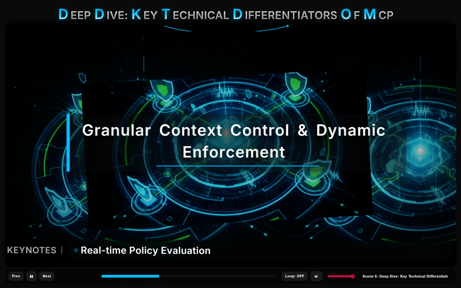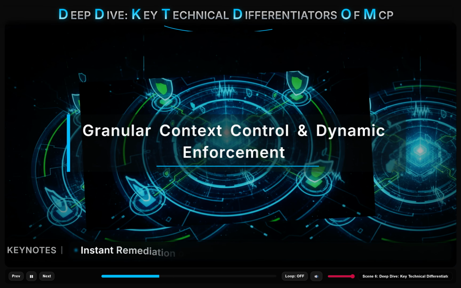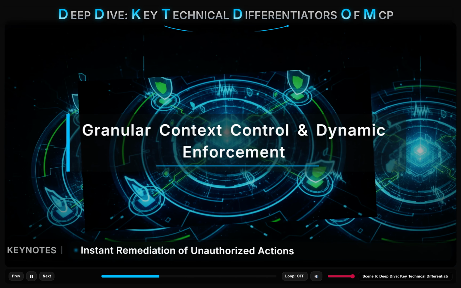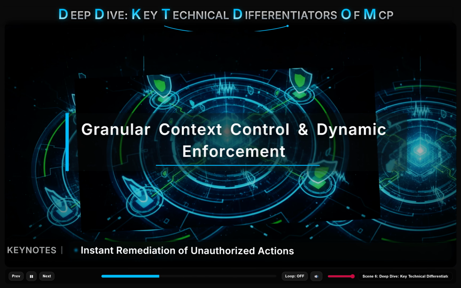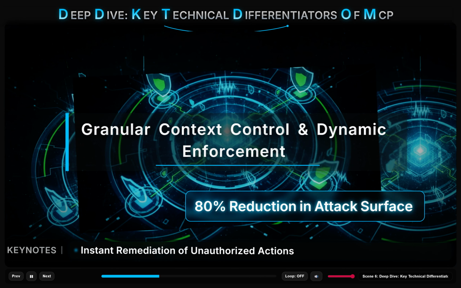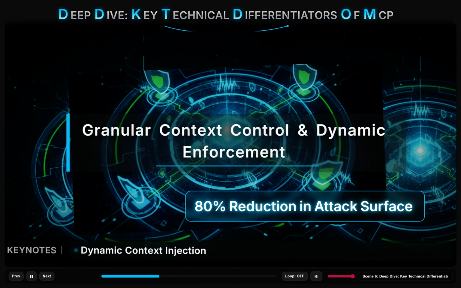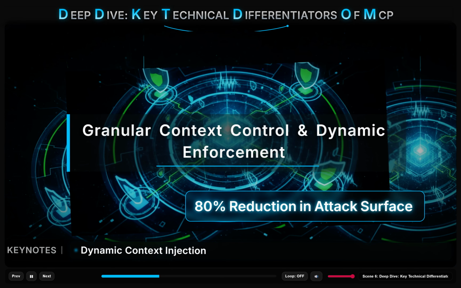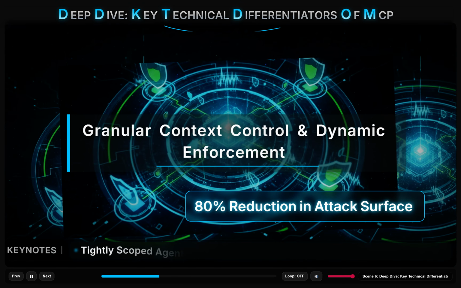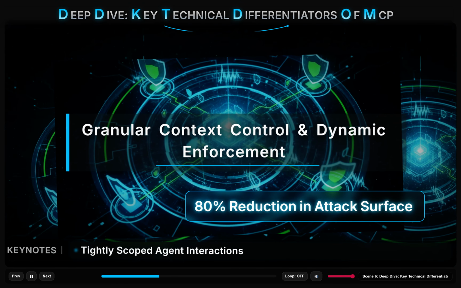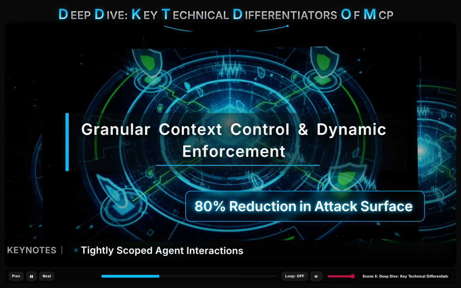The first major differentiator is granular context control. Unlike traditional API calls that are often stateless or rely on broad authorization scopes, MCP injects and manages a rich, dynamic context for every agent interaction. This isn't just about passing a user ID, it's about providing specific session details, permitted actions, data access levels, and even conversational history, all tightly scoped to the current agent's need. The measurable value, a drastic reduction in attack surface and improved data privacy, because agents only ever see what they absolutely must see.